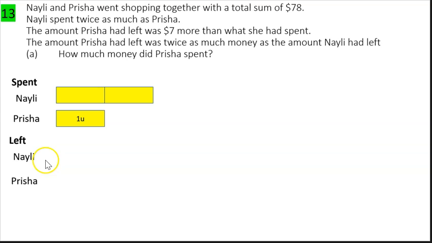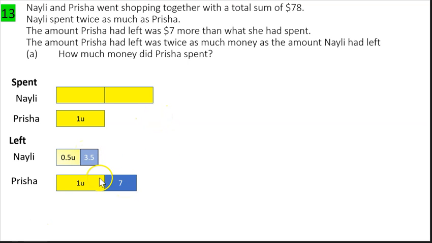Now let's take a look at the model for the amount left. The amount Prisha had left was $7 more than what she had spent. So what can I draw for Prisha here? Prisha has 1 unit and $7 left. And we know that the amount Prisha had left was twice as much money as the amount Nelly had left. So Nelly will have half of this. This means half of 1U, which is 0.5U, and half of 7, which is 3.5.